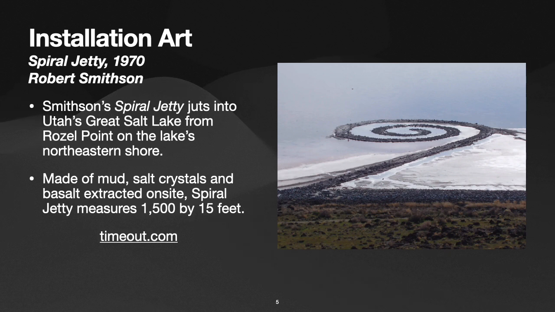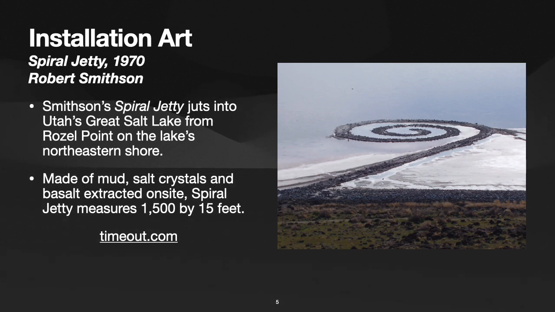This is Spiral Jetty by Robert Smithson from 1970. And it actually sticks out from the shore on the northeastern shore of the Great Salt Lake on a place called Roselle Point. It's made of mud, salt crystals, and basalt stone, which was extracted from the site, so it's local stone. And it's 1,500 feet long and about 15 feet deep, 15 feet high from the base.